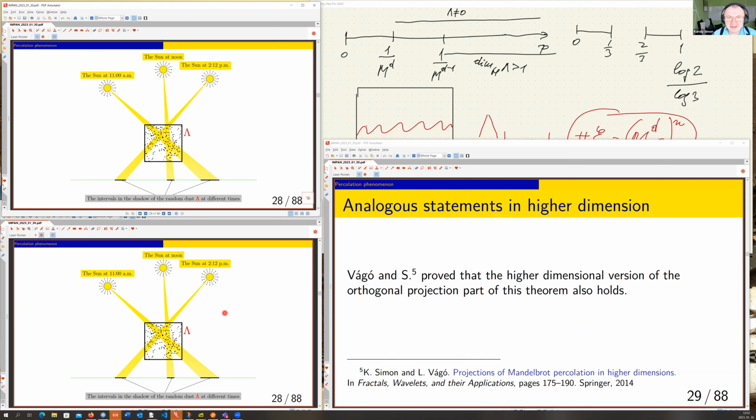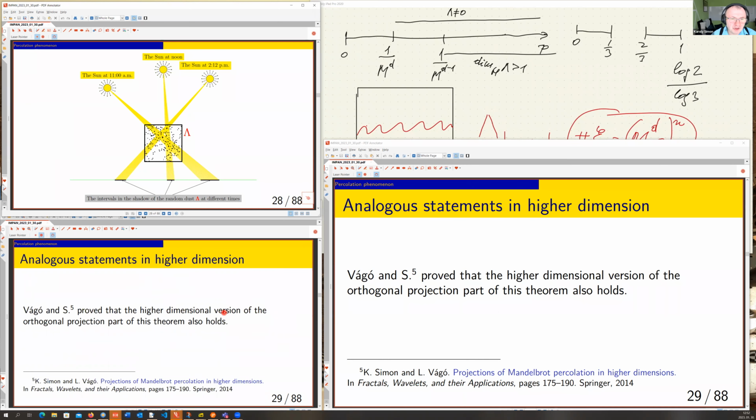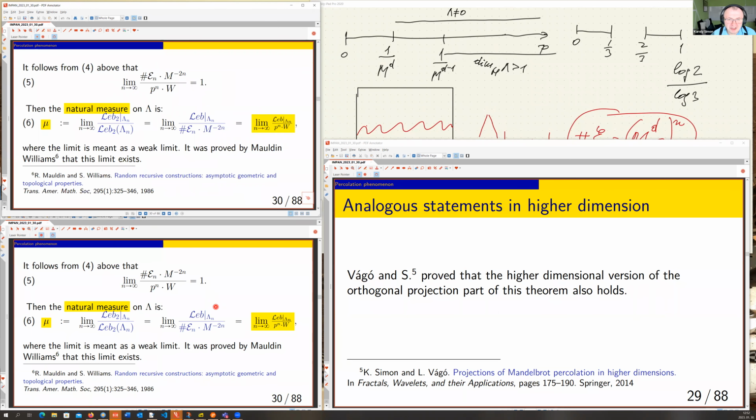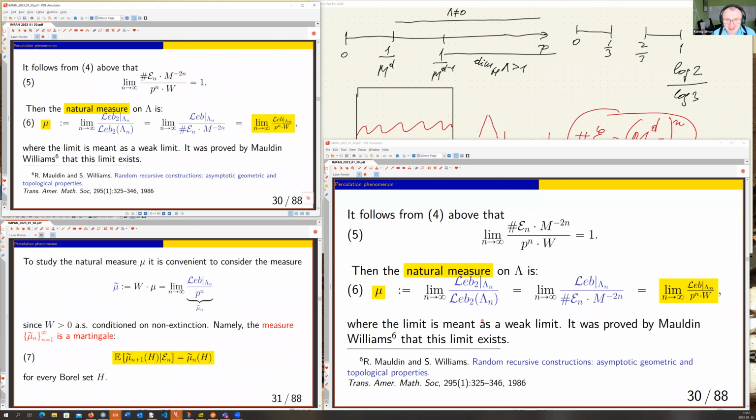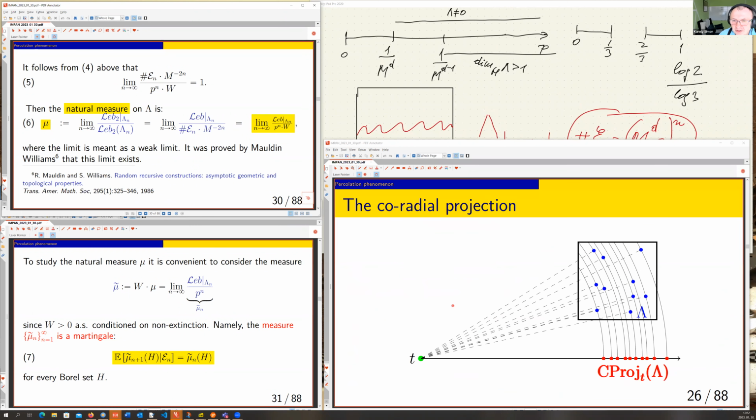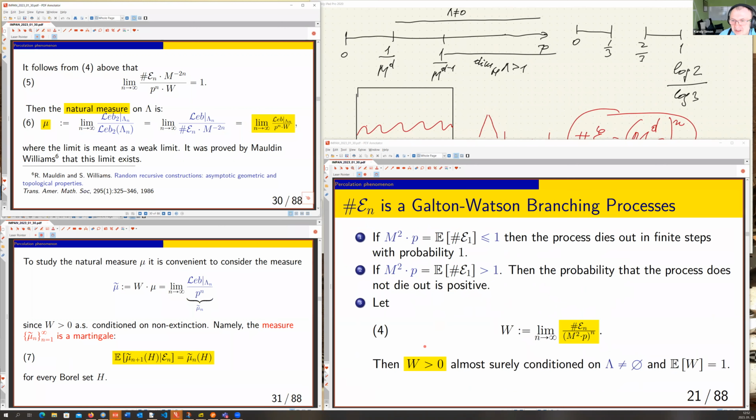Yes, and one more thing I would like to mention. Michal Rams and, just a moment, let me go to slide 30. Michal Rams and these three slides are about the next topic I would like to talk about. Michal Rams and Yuval Peres proved something more. Now we need to recall what W was, so I need to go back to formula 4. This was formula 4, and this was W.